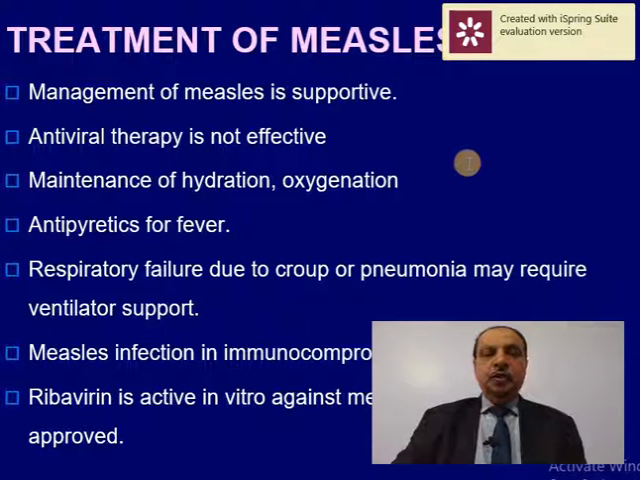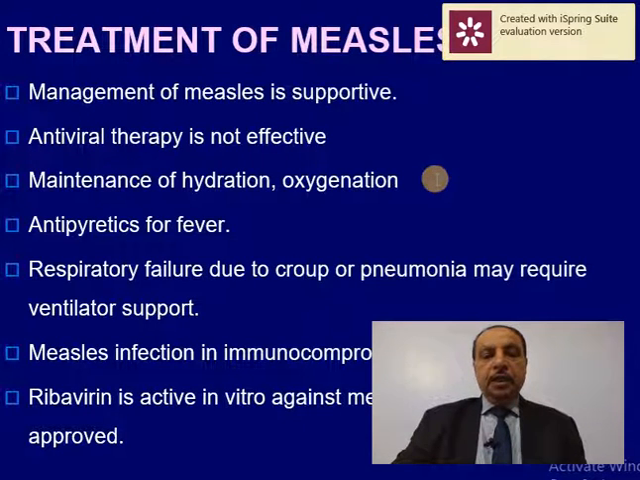What are the lines of treatment of measles? First of all, management of the symptoms, supportive measures, for example, antipyretic. But antiviral therapy is not indicated and not effective in measles. We have to maintain hydration and oxygenation because the patient may have gastroenteritis and dehydration. We give antipyretic for fever. We give respiratory support in cases of respiratory failure, croup or pneumonia.